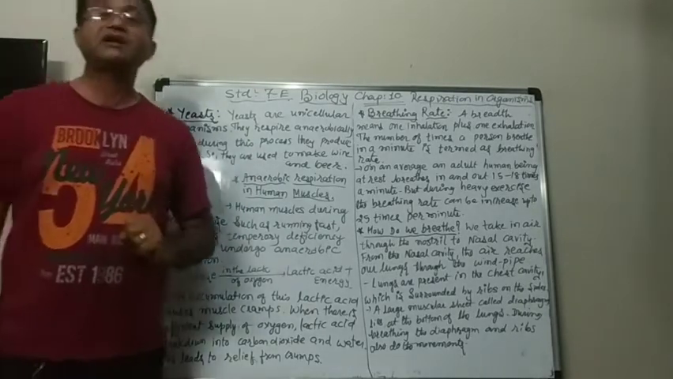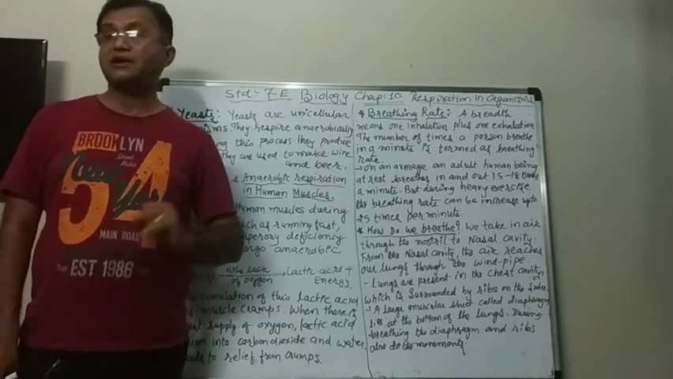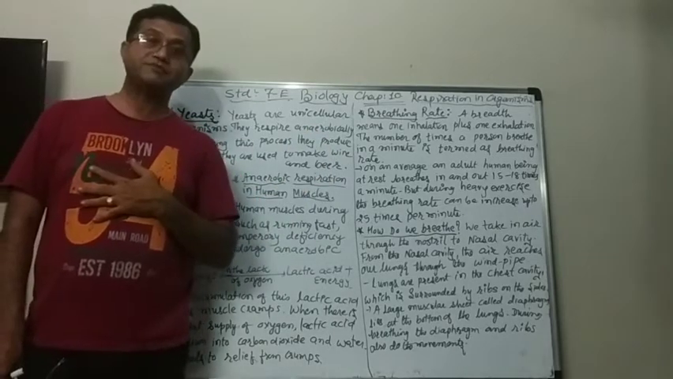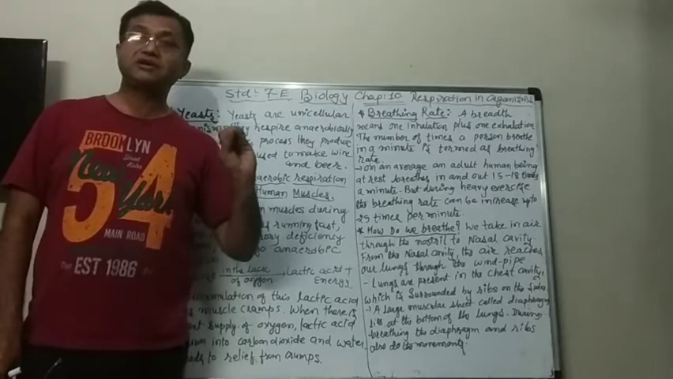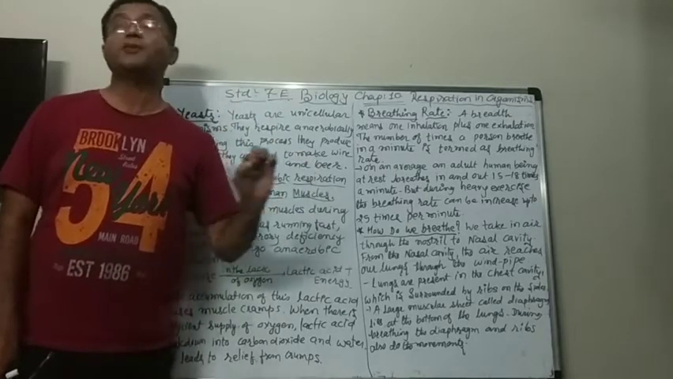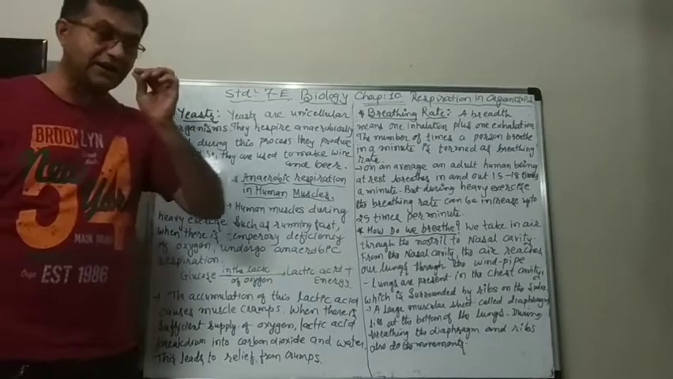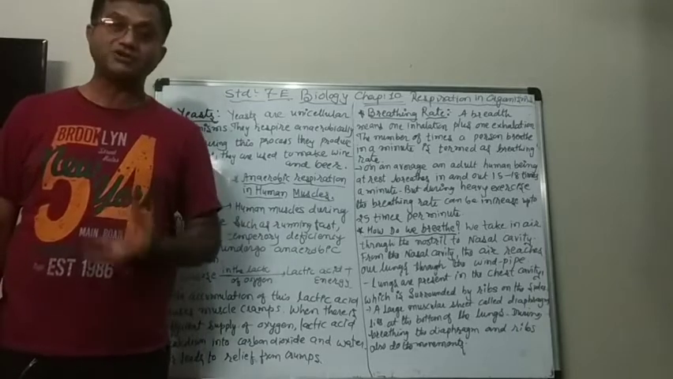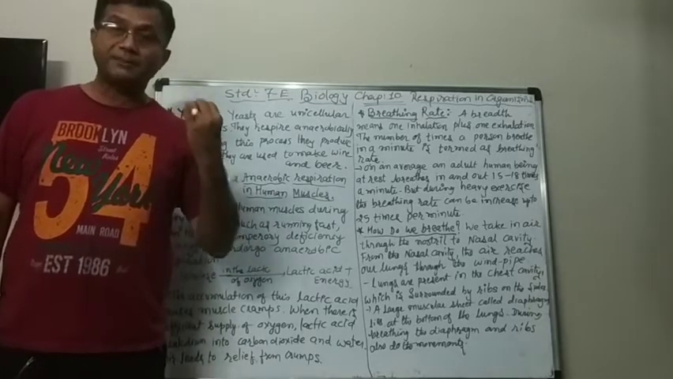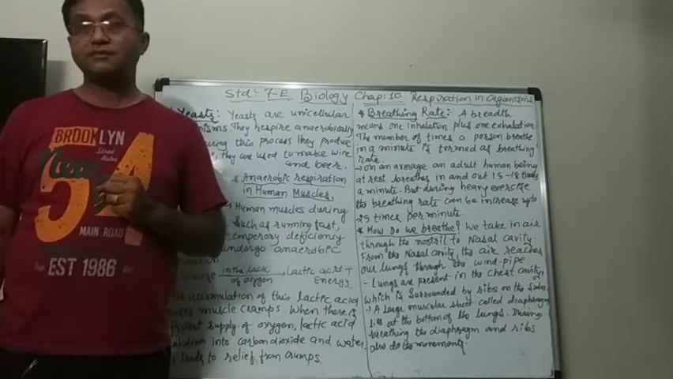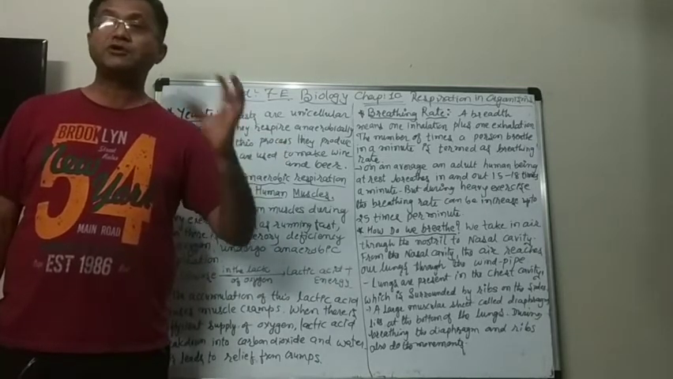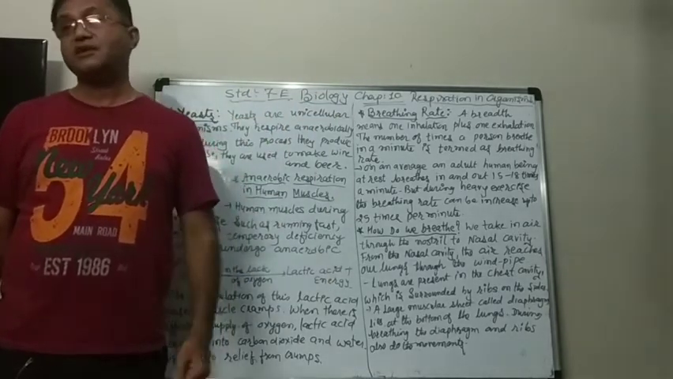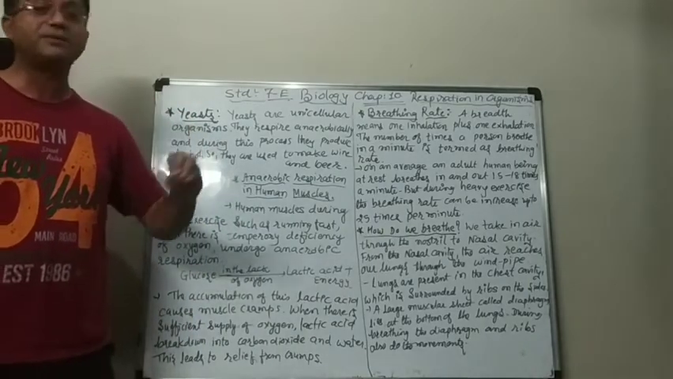Then we also learned about the types of respiration. Mainly there are two types: aerobic respiration and anaerobic respiration. Aerobic respiration means respiration that occurs in the presence of oxygen, and during it a large amount of energy is produced, because the breakdown of glucose is complete, and it directly produces carbon dioxide, water and energy. So a large amount of energy is produced in aerobic respiration.